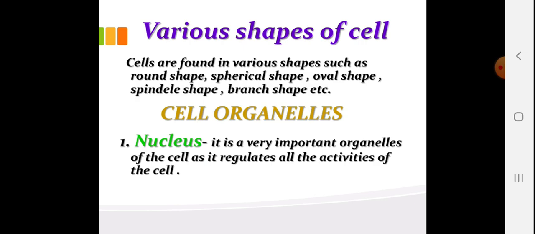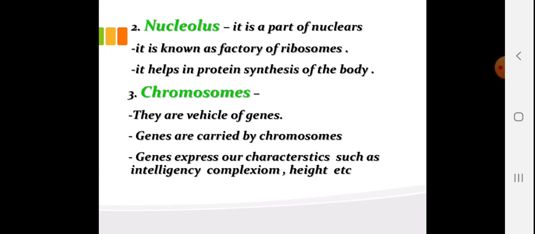Let's talk about the cell organelles first, nucleus. It is a very important organelle of the cell as it regulates all the activities of the cell. Nucleolus. It is the part of the nucleus. It is also known as the factory of ribosomes. It creates ribosomes. It helps in the protein synthesis of the body.